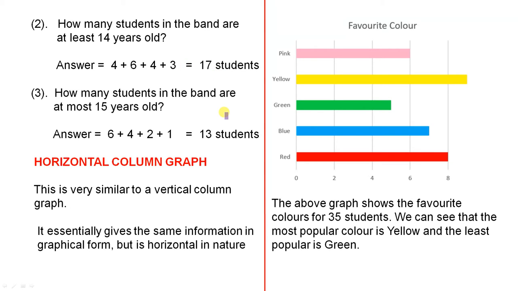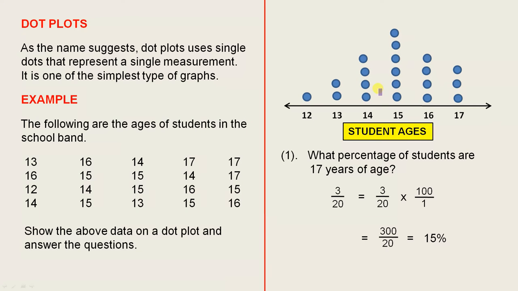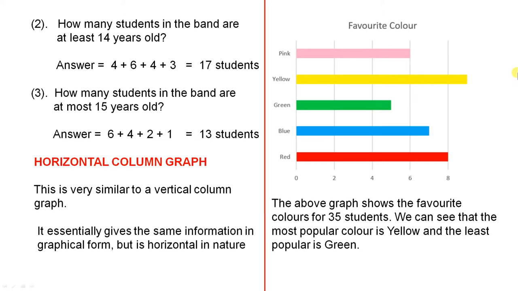Next question, how many students in the band are at most 15 years old? That means 15 years or less. Let's go back to the graph. 15 or less means 6 plus 4 plus 2 plus 1. So 6 plus 4 plus 2 plus 1 gives us 13 students.